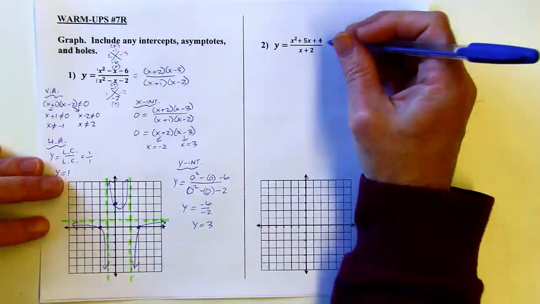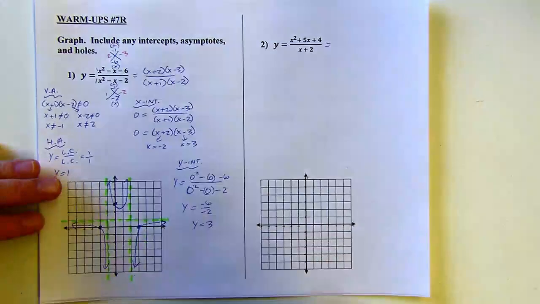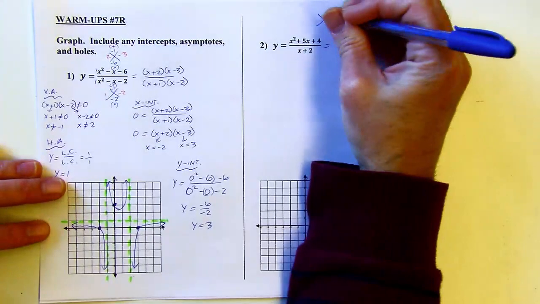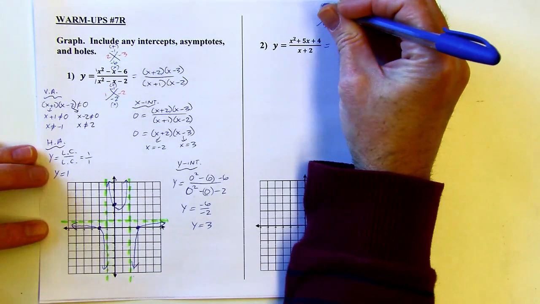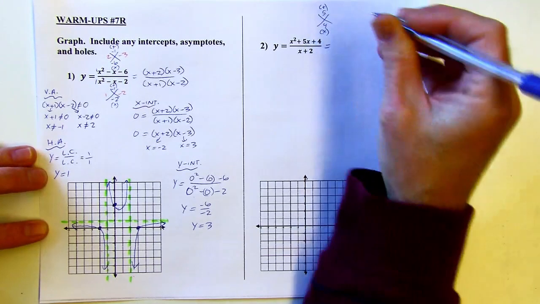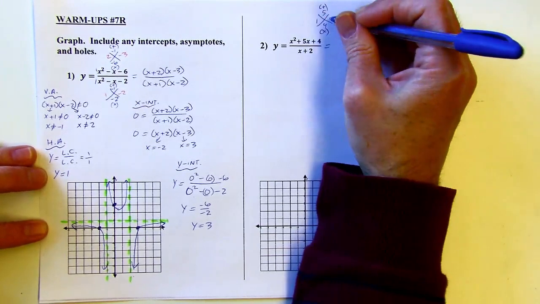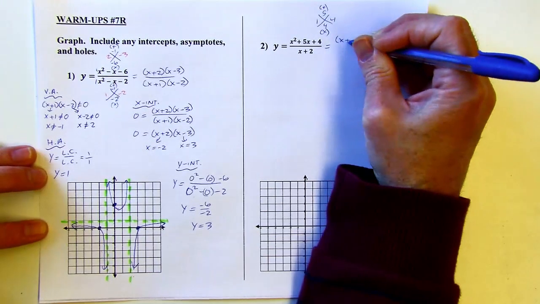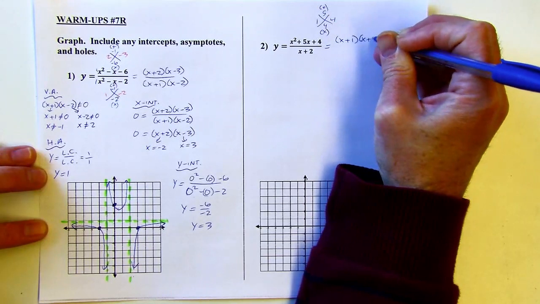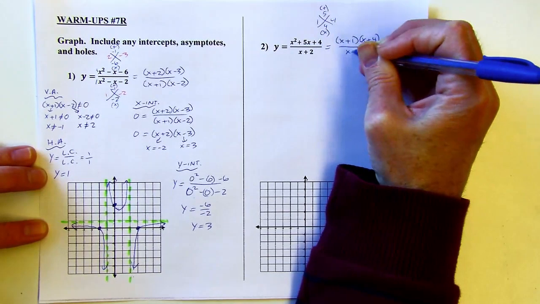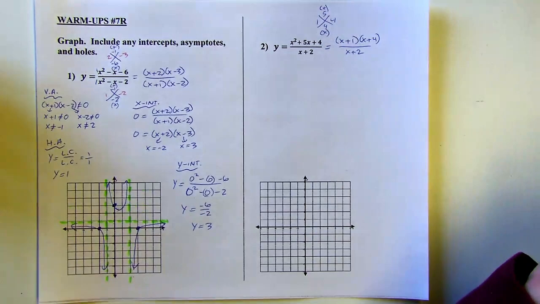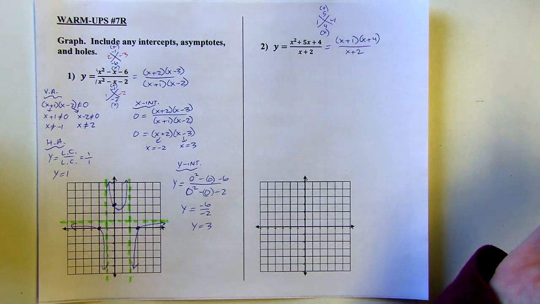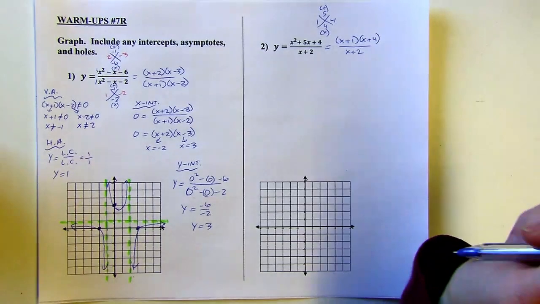So here I'm going to factor the numerator again. So let's see, 5 and 4. Okay, so 1 and 4, right? So this factors into x plus 1 times x plus 4. Okay, I can't reduce here, so this isn't just going to be a straight line with a hole in it, because it doesn't reduce farther than that.